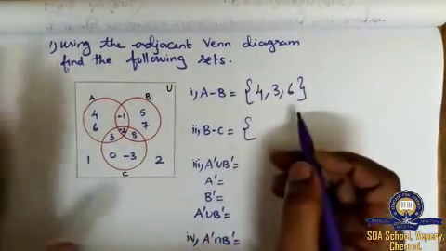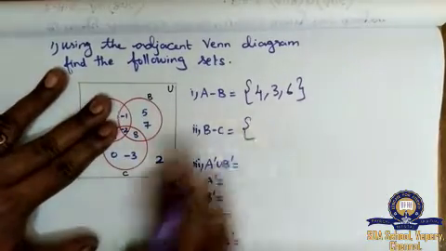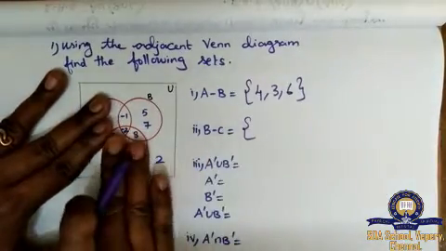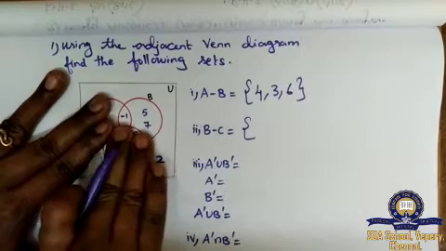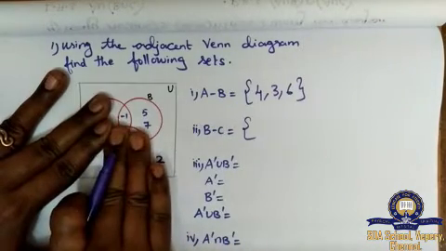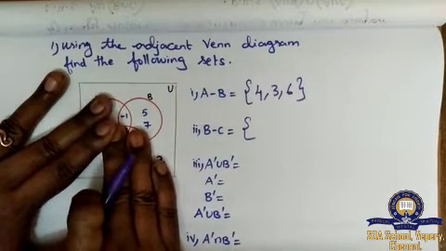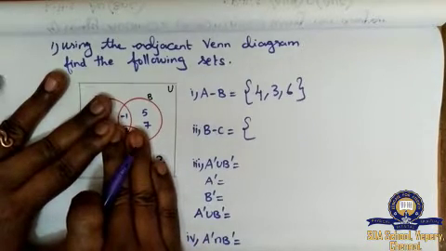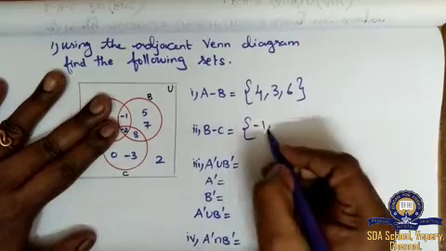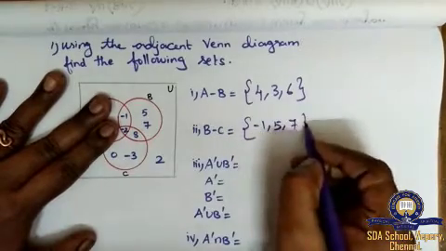Same way, B minus C. B minus C means we have to close this A part, and minus C means I am going to close this C part. Full C part I need to close. Minus C means this C circle I need to close. So what is the answer now? Tell me. Minus 1, 5 and 7.